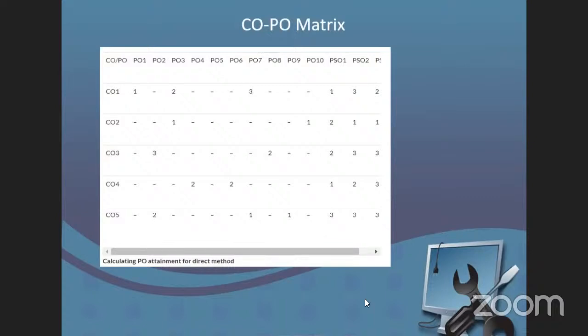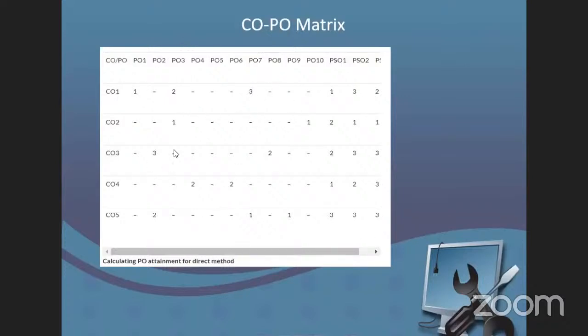So we have 4 values here. If I mention a dash, it means not correlated. If there is some 50% correlation, then it is 1. With 60% correlation, I can say 2. With 70% and above, I can say 3.